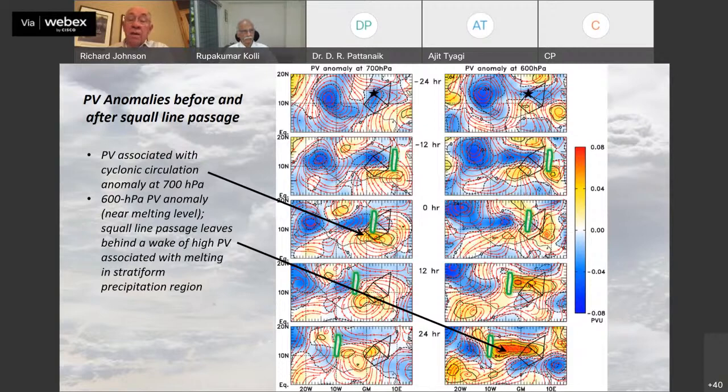This second row of panels is the flow at 600 hPa. The melting level is near this level, it's actually 575 hPa. So this is near the melting level, and you can see the structure with PV is different this time. As you go after the squall line passage at the Niamey site, you can see a wake of high PV, and that's connected with the melting in the stratiform region that covers a huge extensive area. Next.